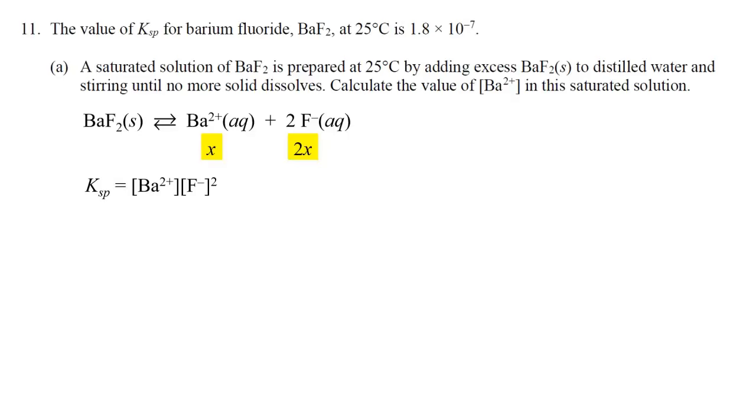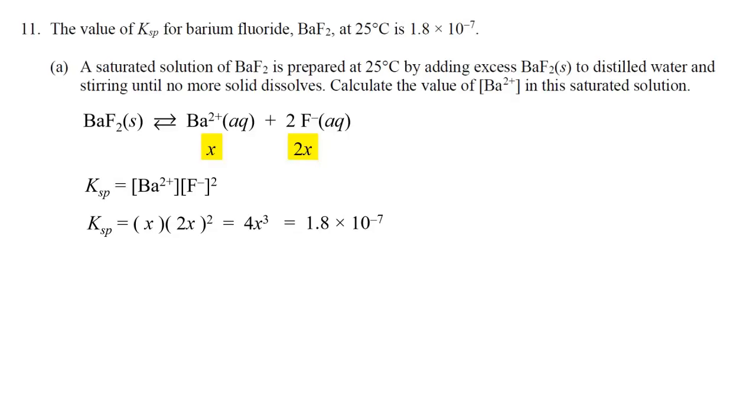Let's plug in those values of X and 2X into the Ksp expression. So we have X times the quantity 2X squared, and that equals 4X cubed. We can set that equal to the numerical value of Ksp, which is 1.8 times 10 to the negative 7. So all we have to do now is solve for X, and that would represent the concentration of the barium ion in this saturated solution.